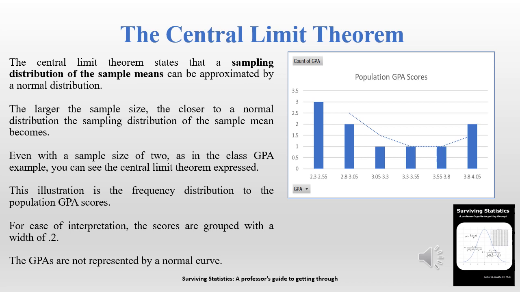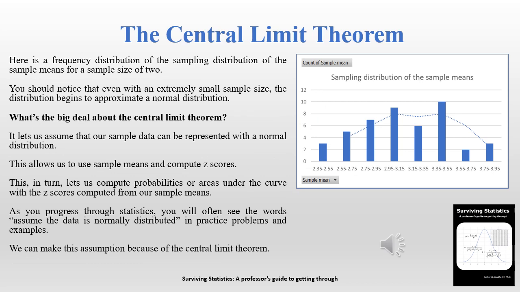However, as we're going to see in the next slide, the sampling distribution of the sample means is going to be because of the central limit theorem. All right, here we see a frequency distribution of the sample means, again with the width of 0.2. And we can see that even with a sample size of 2, and again there are 45 different combinations here, that we begin to approximate a normal curve. The larger the sample size, the more accurately that's going to be represented by a normal curve.